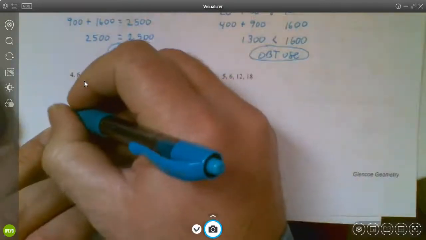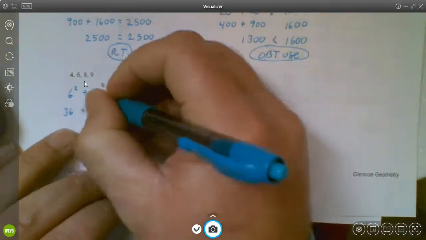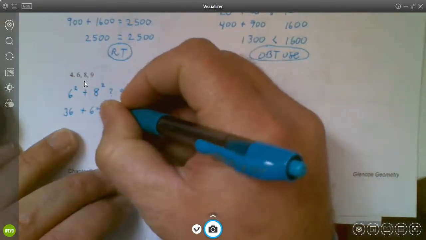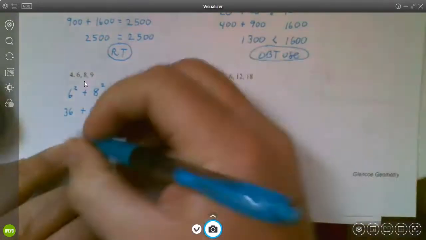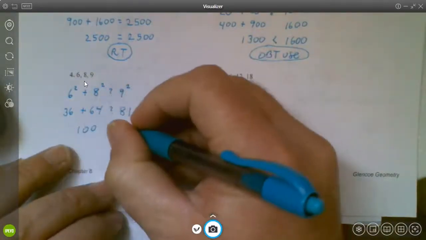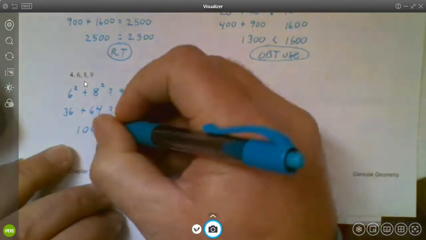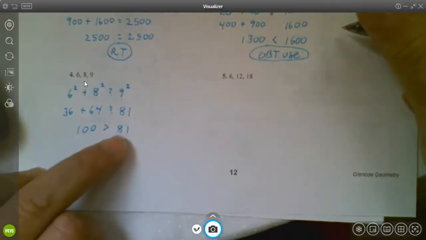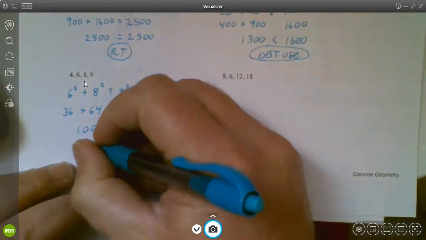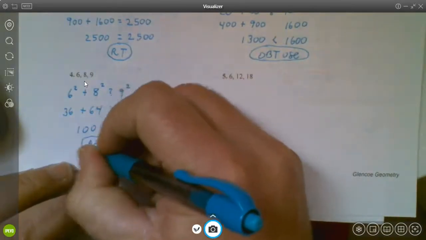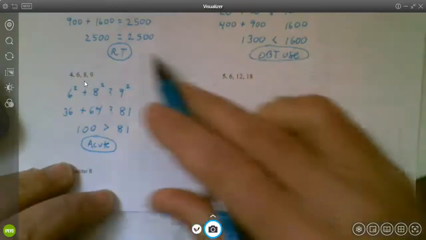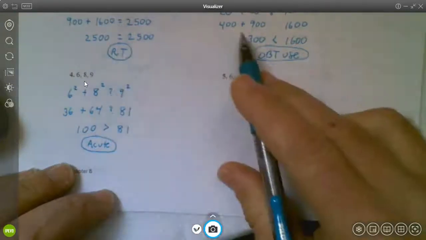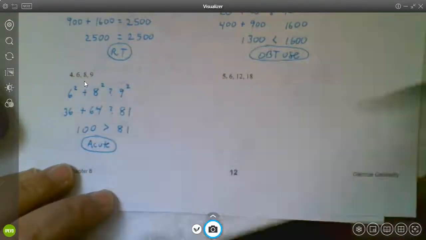We know that 6 squared is 36, 8 squared is 64, and then 9 squared is 81. So as I add those two on the left, I get 100. We'll bring that one down. Of course, 100 is greater than 81. So in this case, if a squared plus b squared is greater than c squared, I know it's an acute triangle. All right, so those are the three different versions of this answer that you can get. They're either equal, less than, or greater than. Those are the three options.